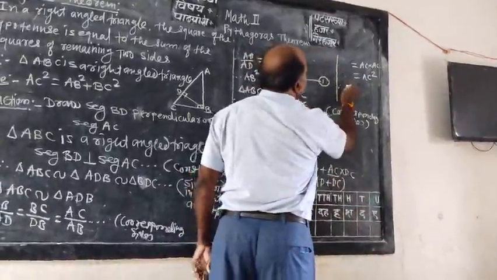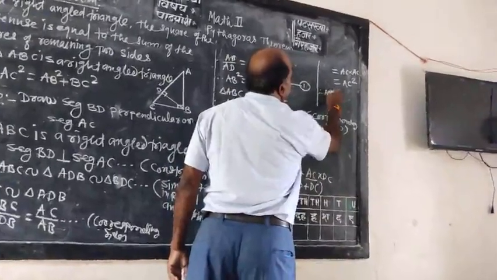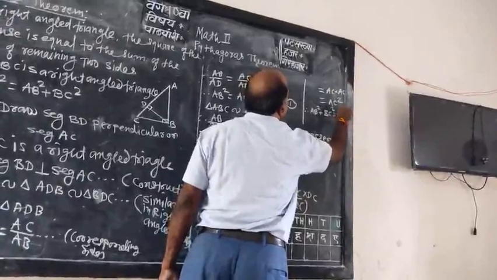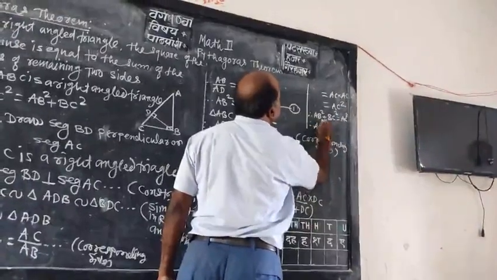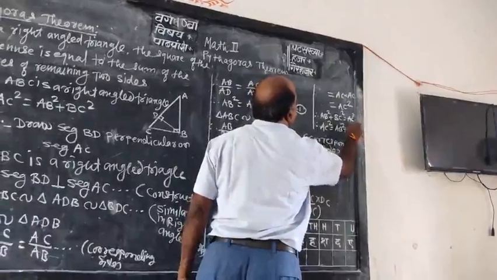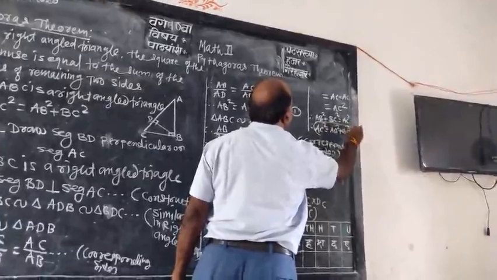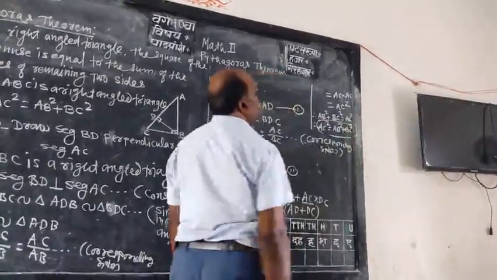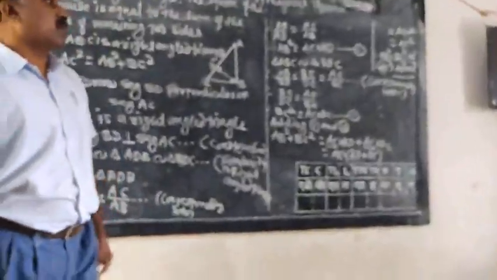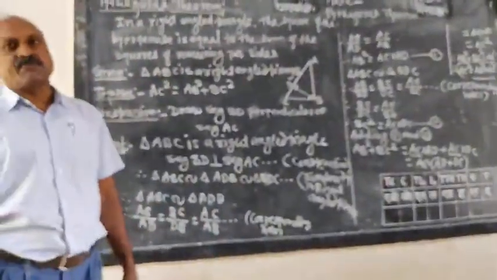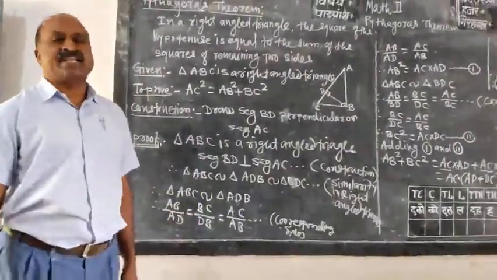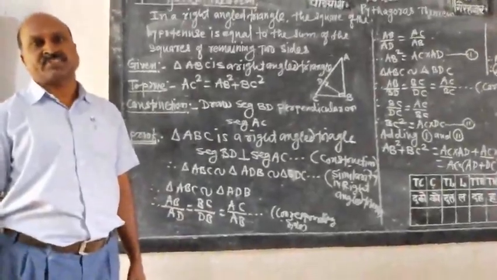Therefore, we get AB square plus BC square is equal to AC square. We can write AC square is equal to AB square plus BC square. So this is your proof. This is the Pythagoras theorem. Do you understand? In this way, we can prove the Pythagoras theorem by using the theorem of similarity in right angle triangles. Thank you.